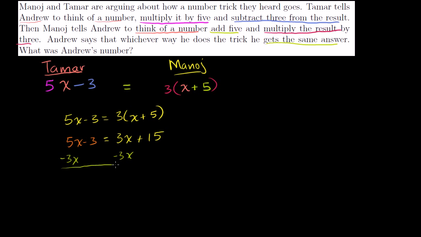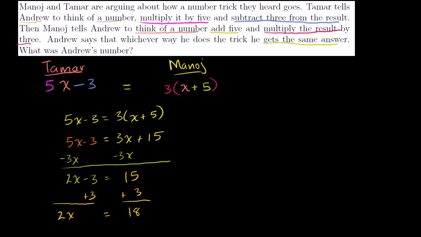And then what do we get? Our equation becomes 5x minus 3x is 2x. You still have a minus 3 is equal to, these cancel out, equal to 15. Now we want to get rid of this negative 3 on the left-hand side. And the best way to do it is to add 3 to both sides of the equation. So what do you get? You now get 2x is equal to 18.